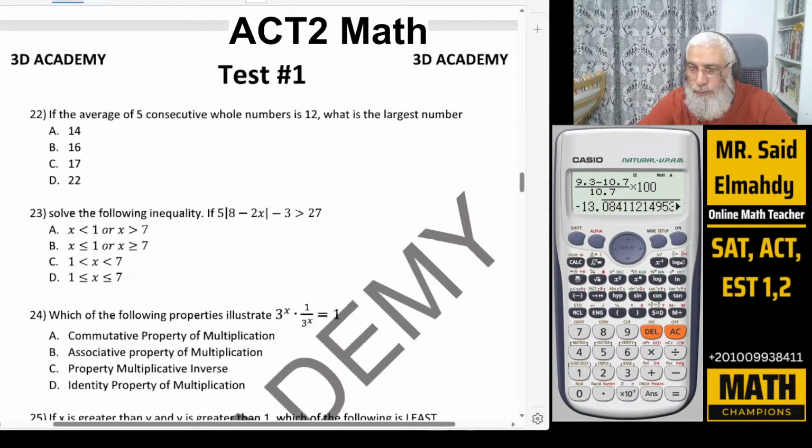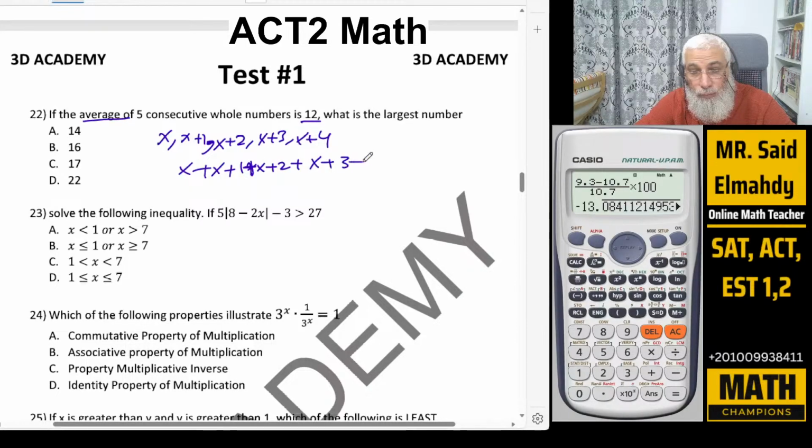If the average of 5 consecutive whole numbers is 12, what is the largest number? So 5 consecutive integers: x, x plus 1, x plus 2, x plus 3, and x plus 4. 1 number, 2 numbers, 3 numbers, 4 numbers, 5 numbers. So they said the average, we add all these numbers, x plus 1 plus x plus 2 plus x plus 3 plus x plus 4, all divided by 5.